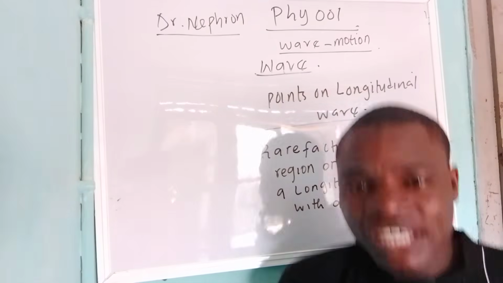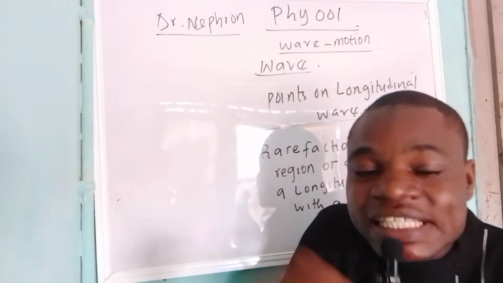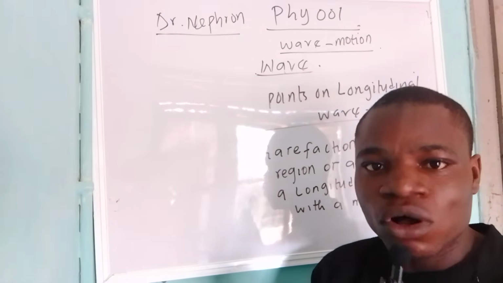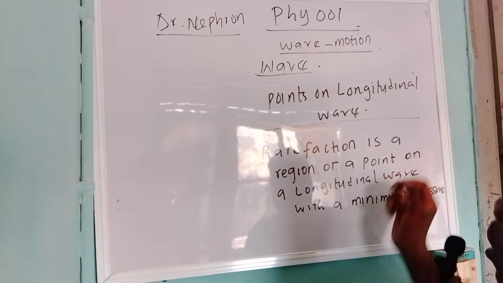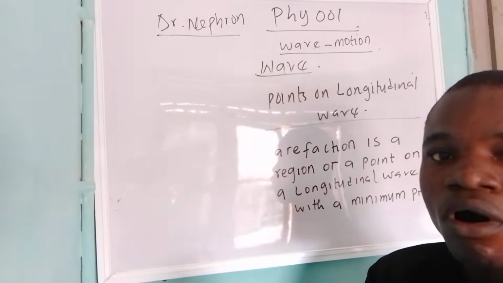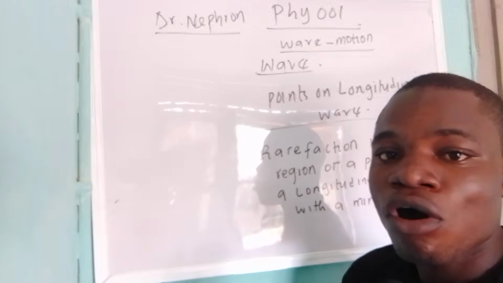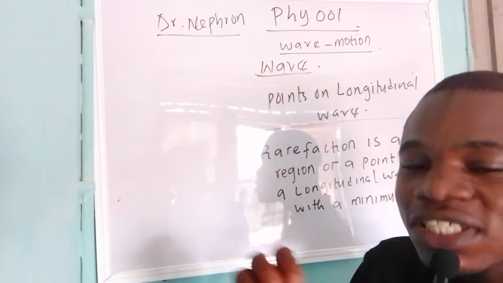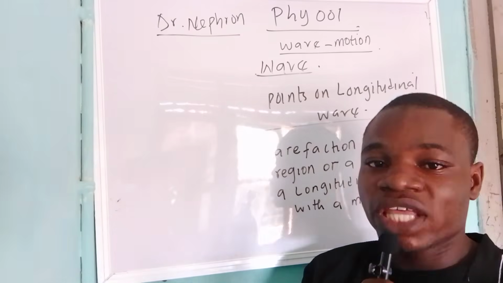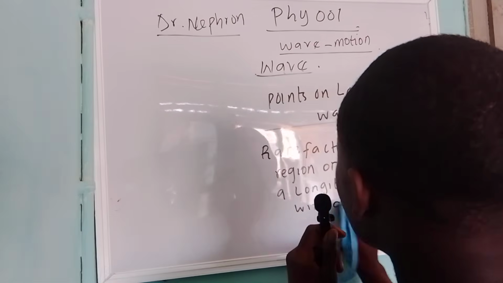When you compress something, it will exert more pressure. When it moves from the state of compression, it's called rarefaction, right? Now that one will definitely have low pressure or minimum pressure. So a point on a longitudinal wave that has less pressure is called rarefaction, while the one that has maximum pressure is called compression. But note that both compression and rarefaction are located on the longitudinal wave. Now, so let's note something here.